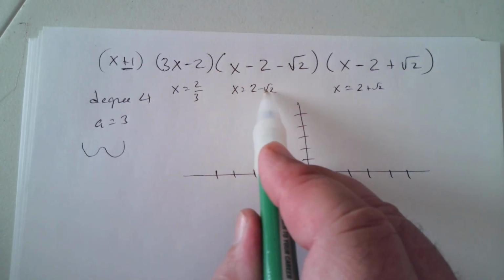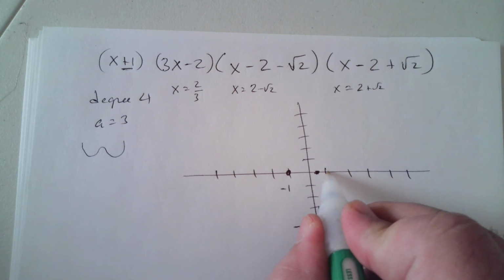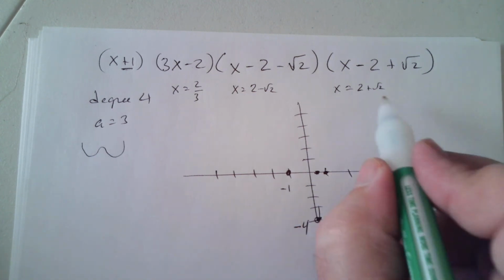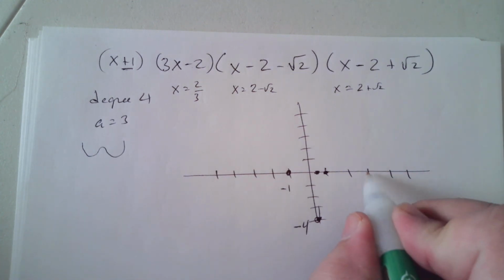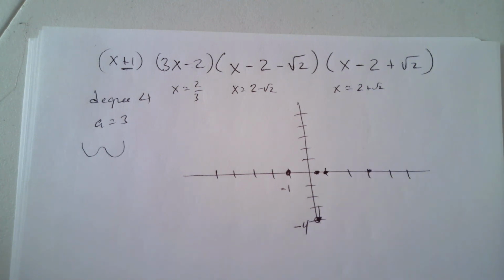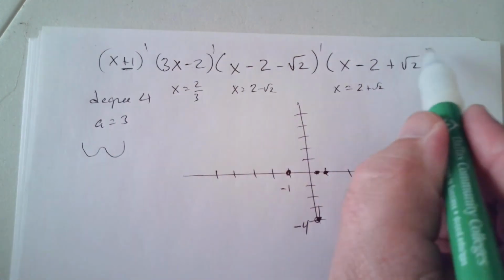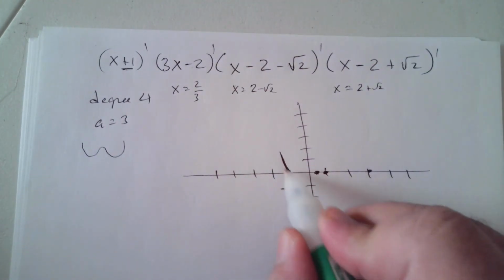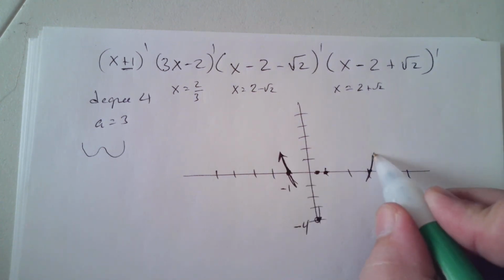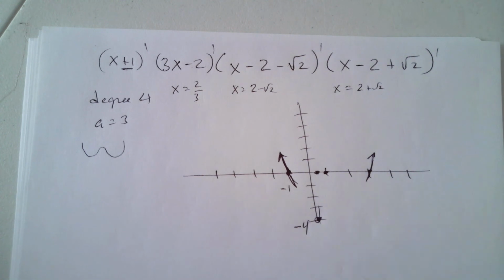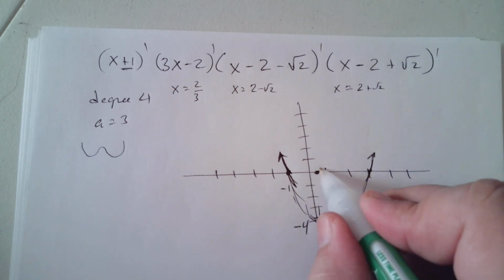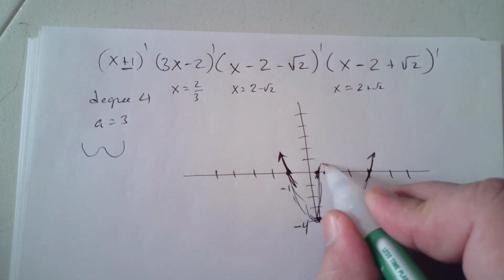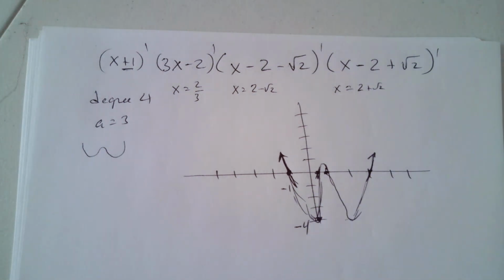So 2 minus 1 point something, I say it's just a little under 1. 2 plus radical 2, so it's approximately 3 something. The multiplicities of each of these are 1, so they cross. So this one has to cross and it has to go up. This one has to cross and it goes up. It has to go down. And then through these, they have to cross. So there's your graph.